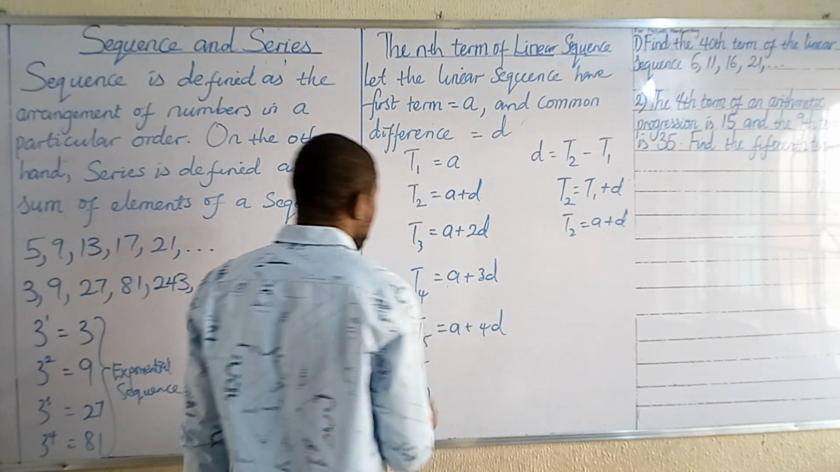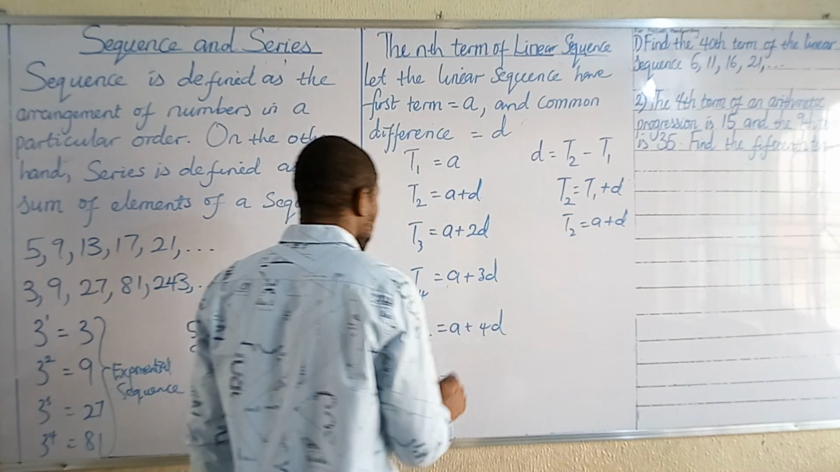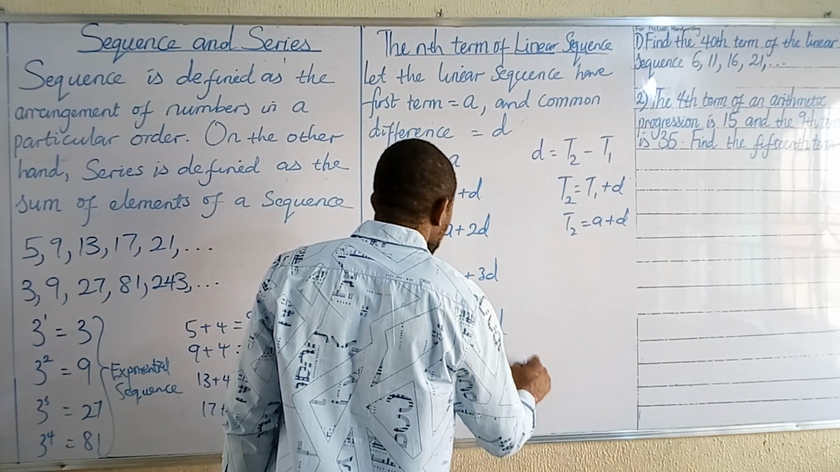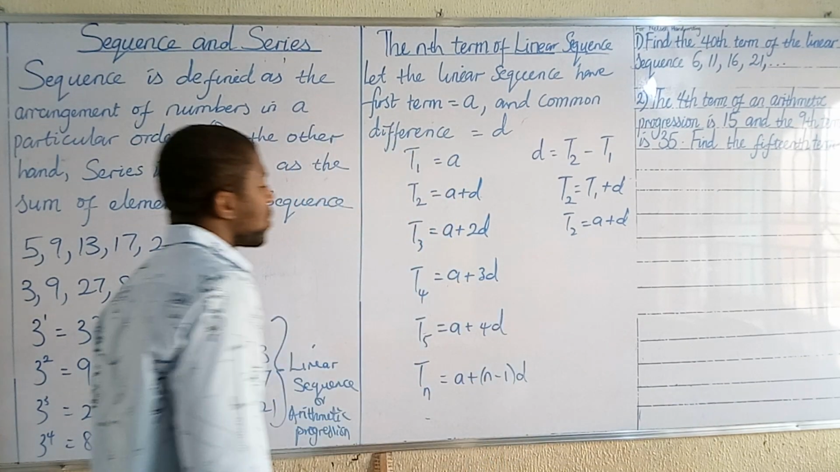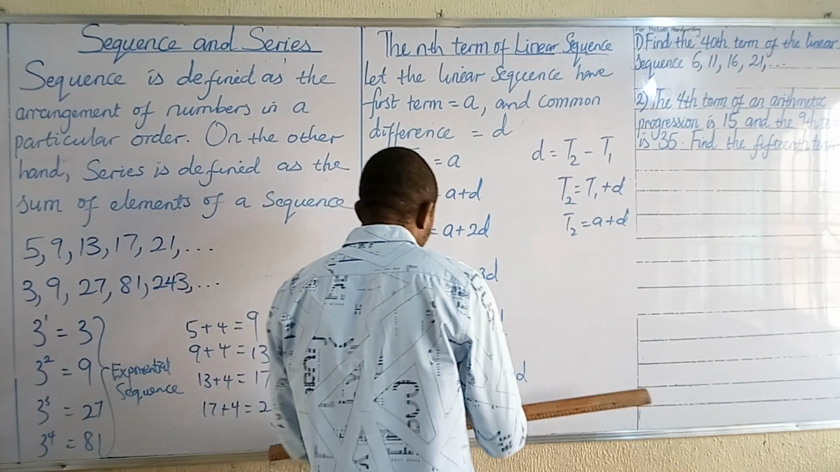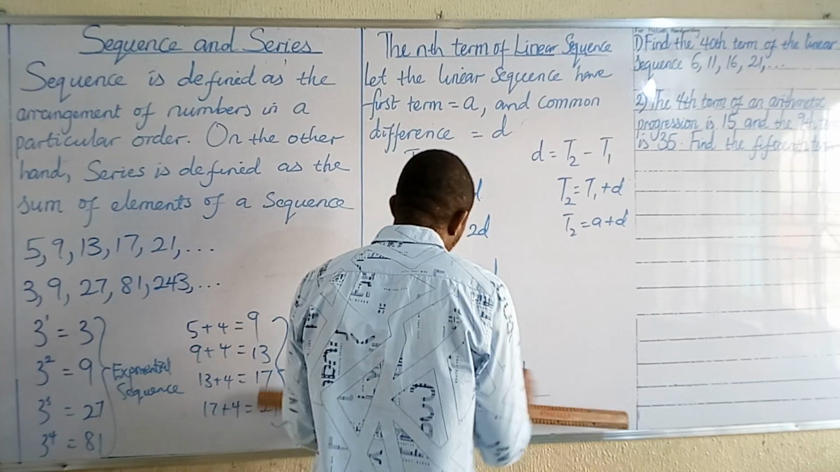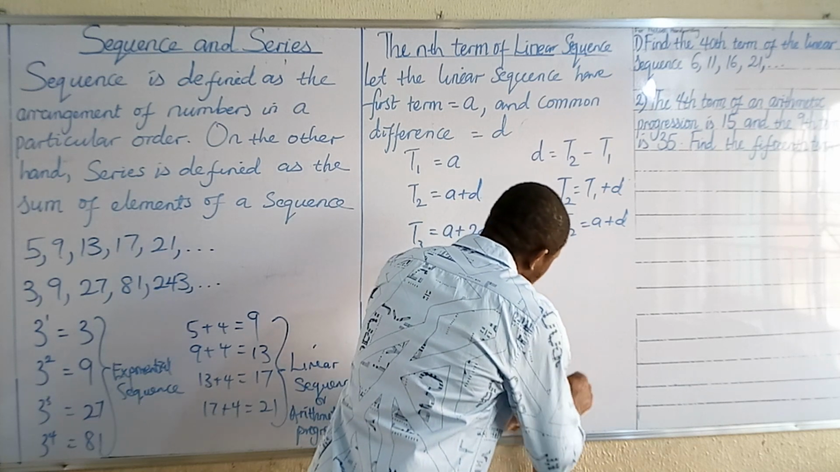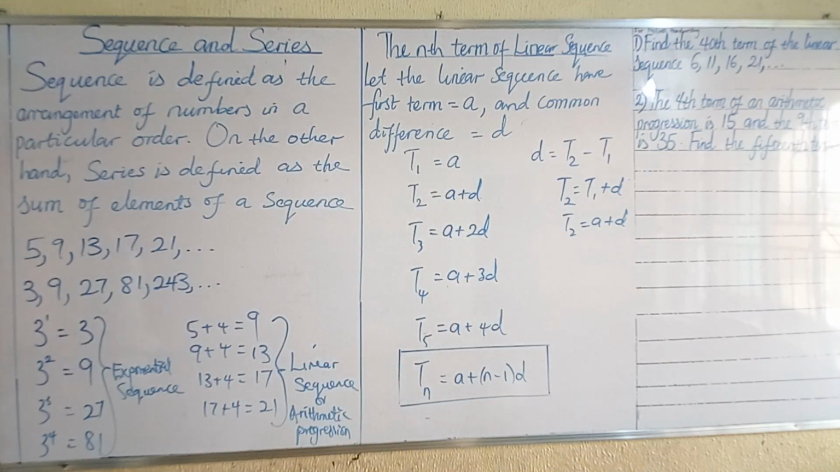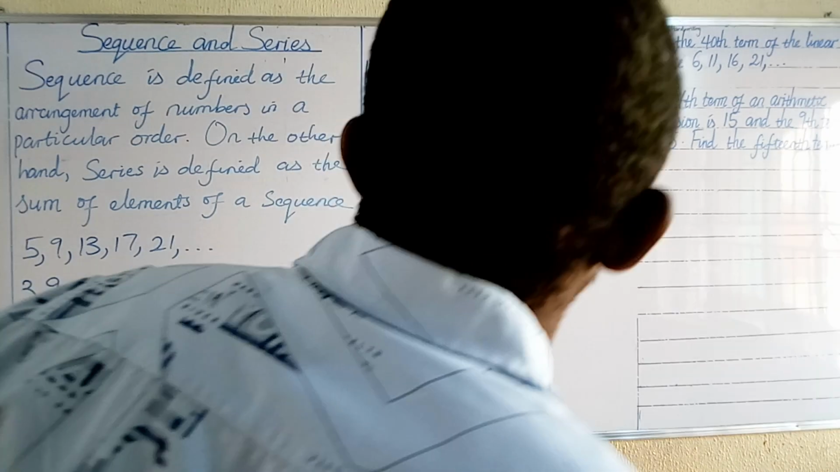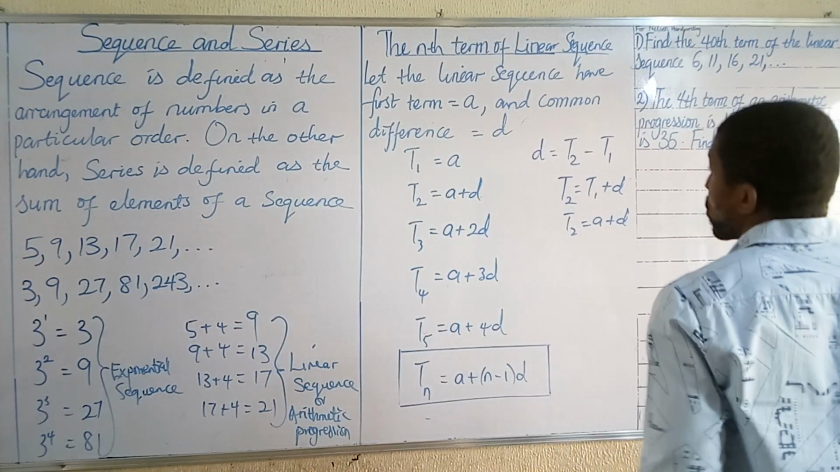Then Tn, which is the nth term we are looking for, will give us A plus (n minus 1) in bracket D. So this is what we are going to be using to get our nth term of a linear sequence. This formula is what we'll be using to get the nth term of a linear sequence. I hope it's clear to everybody. Alright. Having known the formula we are going to be using to get the nth term of a linear sequence, I have some problems for us here to solve.